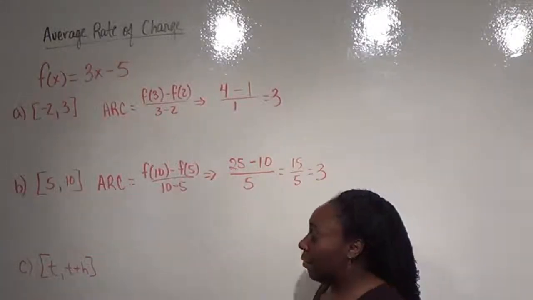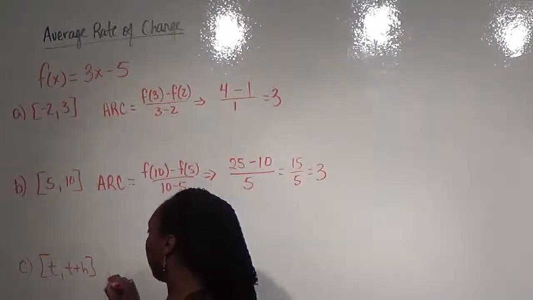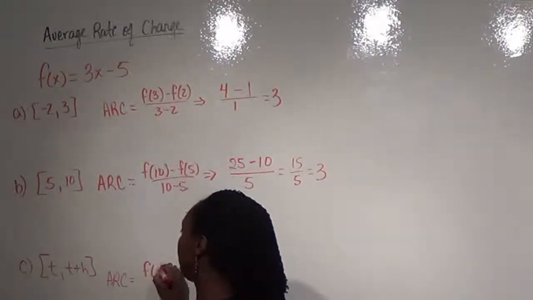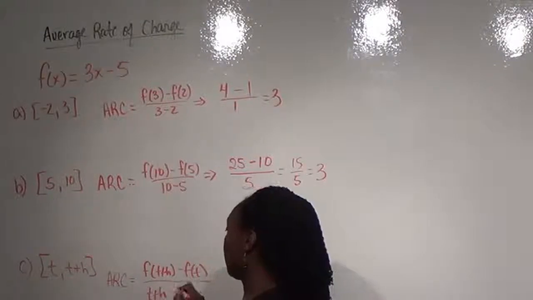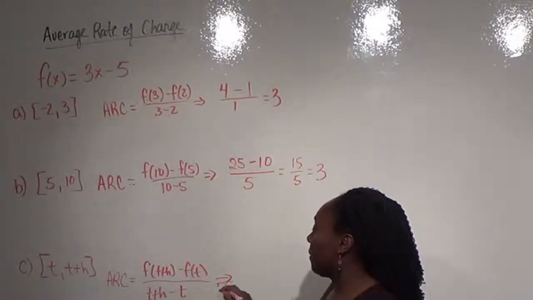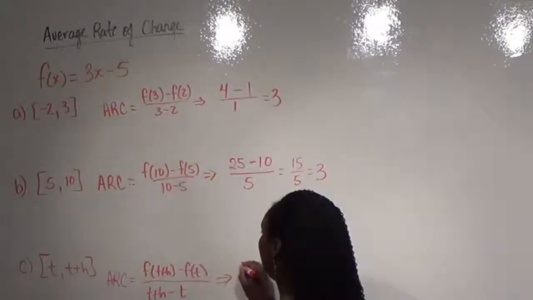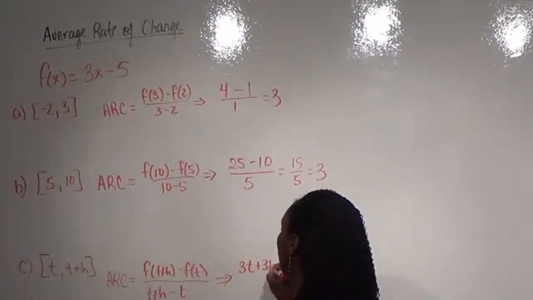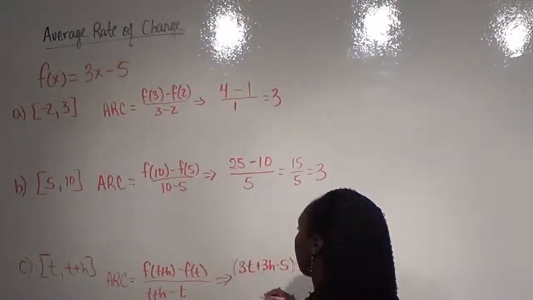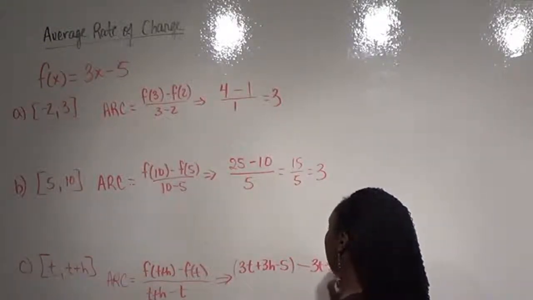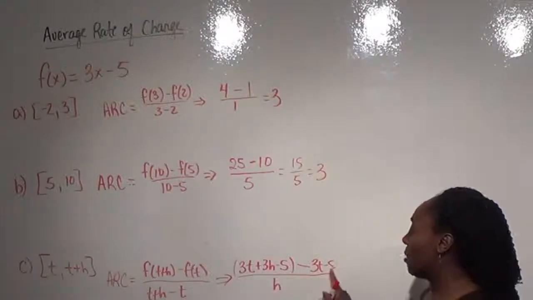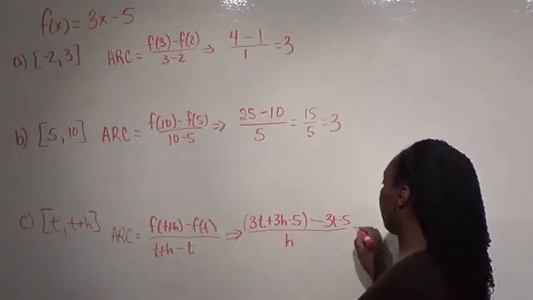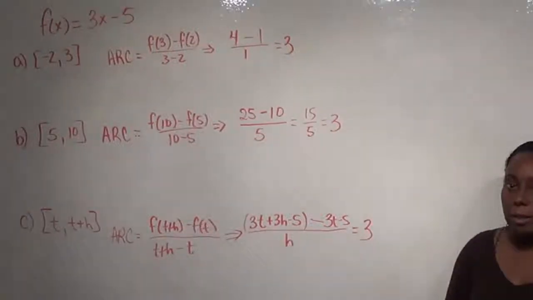And for our last one, the variable interval, our average rate of change is going to be f of t plus h minus f of t all over t plus h minus t. So rewriting there, f of t plus h, I'm going to go ahead and distribute it out, so if you need to take a minute and look at that, it'll be 3t plus 3h minus 5, minus f of t, which is 3t minus 5, all over h. Here you can see that the 3t's cancel and the 5's cancel, and we're left with 3h over h, which again is just 3.